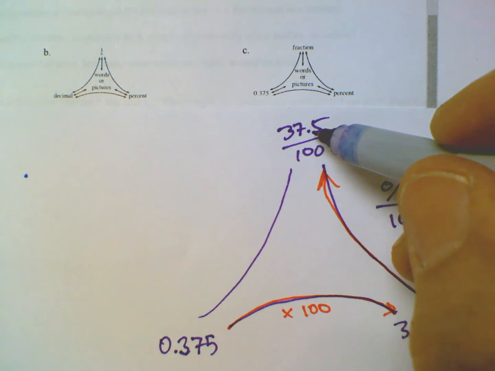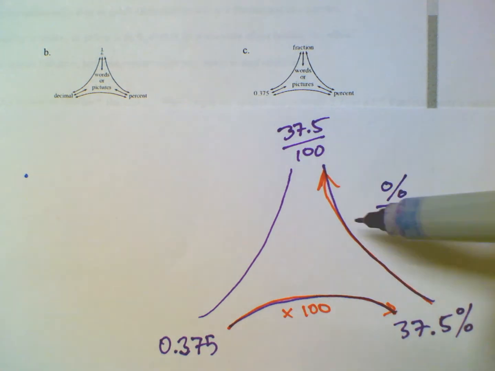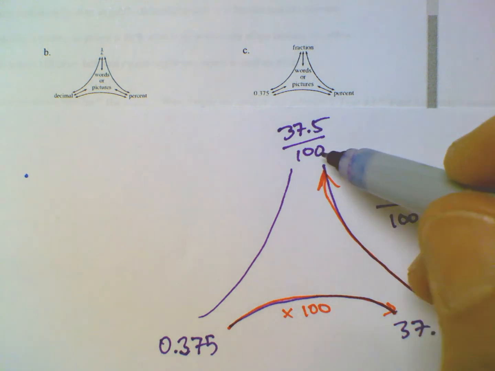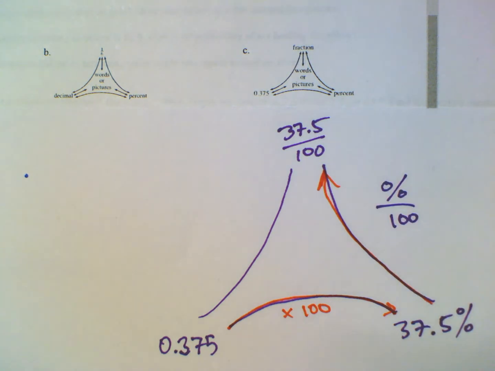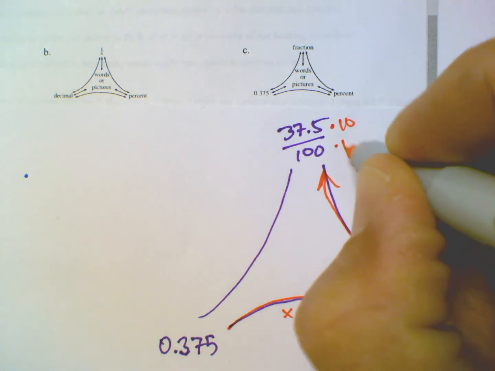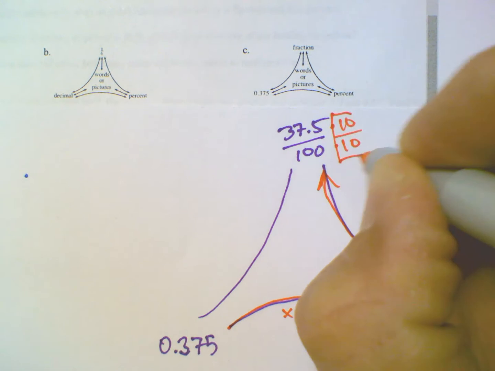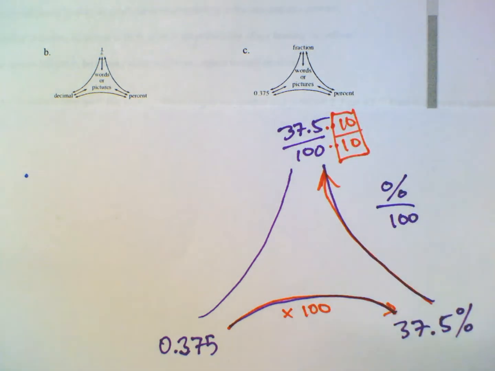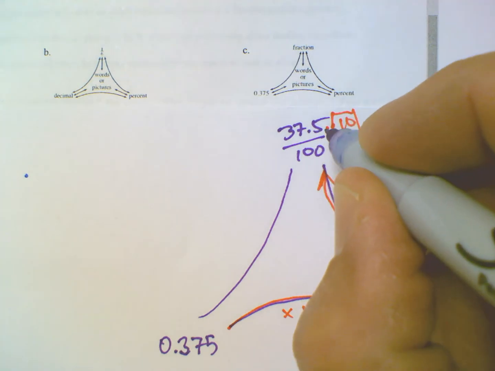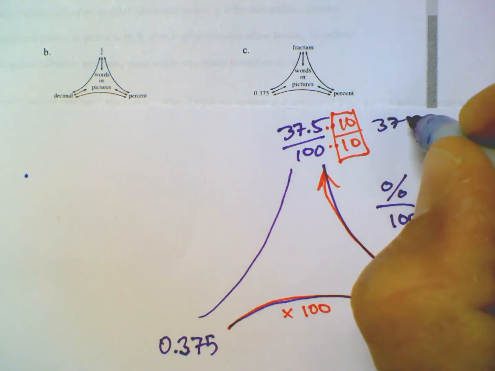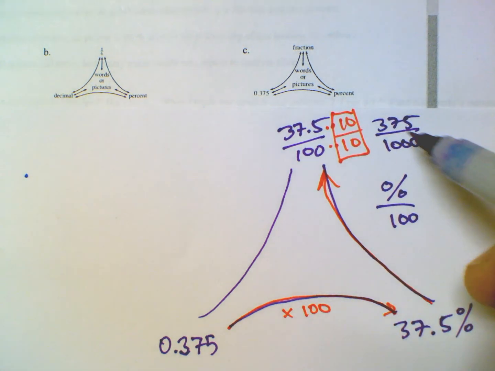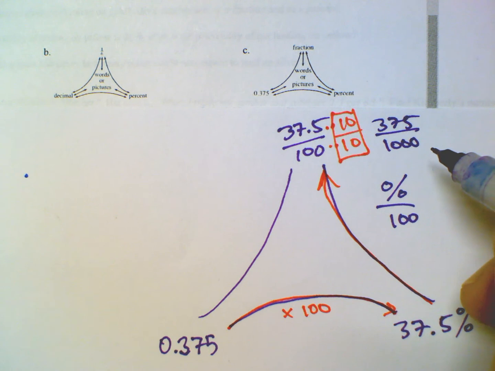Now, the problem with this is you can't have a decimal fraction. I mean, you could stop there, but technically it's not right because you've got a decimal fraction. How do you resolve a decimal fraction? You actually multiply by a giant 1, which would be 10 over 10. Why did I do that? Because then that takes this decimal away, right? 10 times that moves the decimal place 1 over. And so I end up with 375 over 1,000. Now I have a legit fraction.